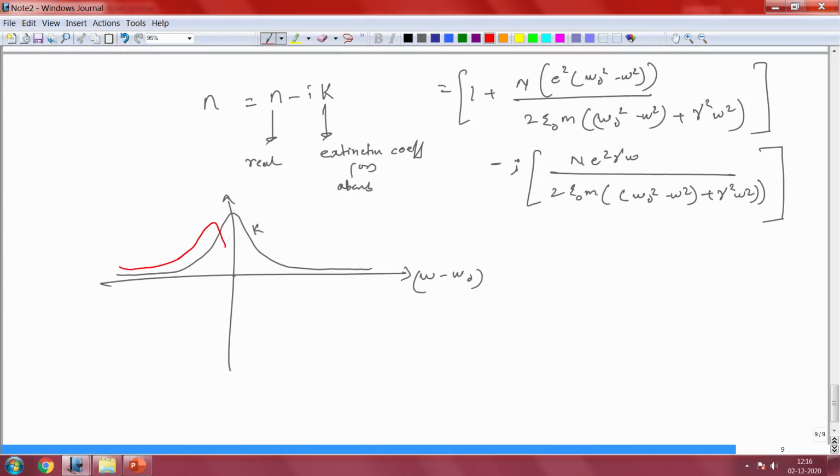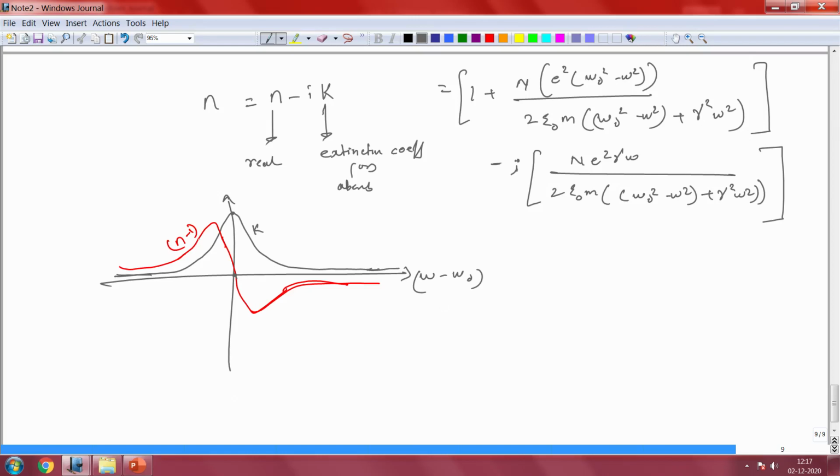So this is n minus 1, let's say. Okay, so this is how it looks. As you can see, at resonance, your refractive index is rather low, but then your K value is very high. Outside the resonance you will not see much. So you don't see the effect of K at all. It is dominated by the refractive index.